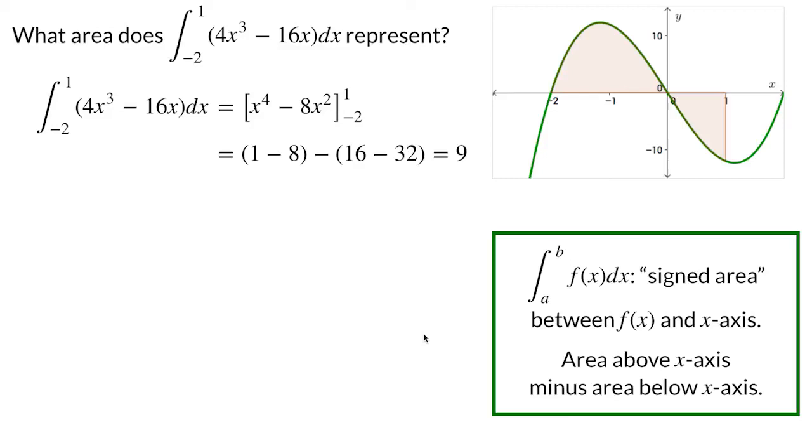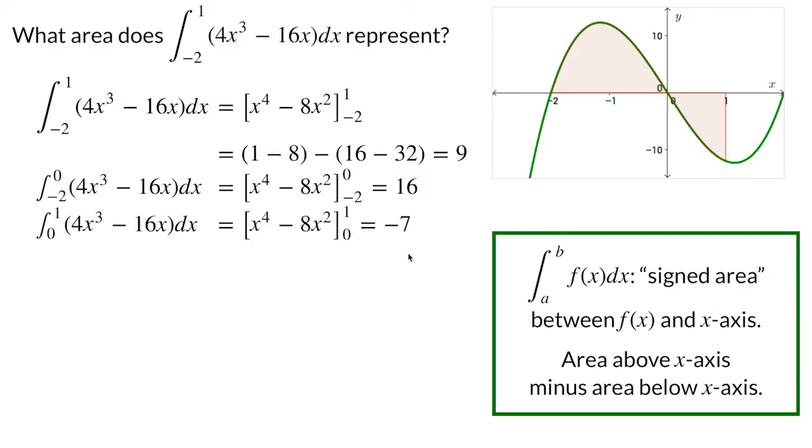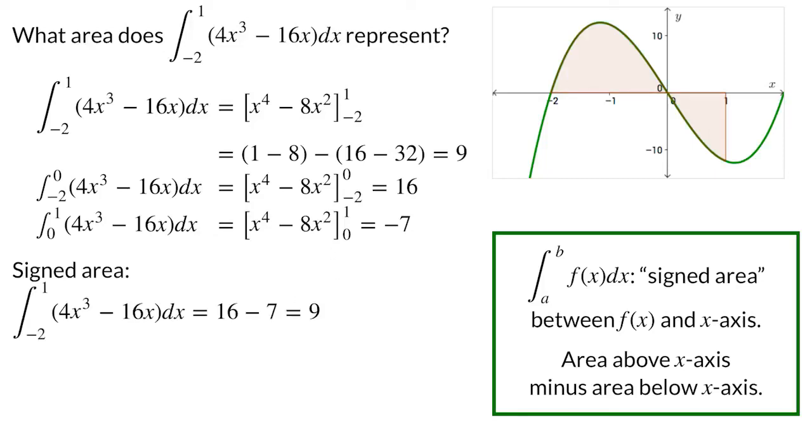To demonstrate this result more clearly, let's compute the positive and negative portions of the integral separately. If we compute the integral from -2 to 0, which is where the function is positive, we get 16. The area under the curve for x between -2 and 0 is 16. If we compute the integral from 0 to 1, where the function is negative, we get -7. This means that the area between the curve and the x-axis is 7, but it comes out -7 because the graph is below the x-axis. The signed area is the sum of these terms, which is why we get 9.